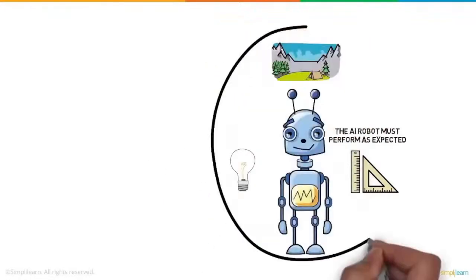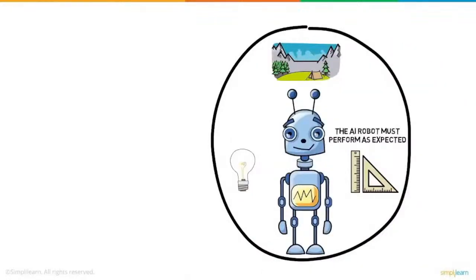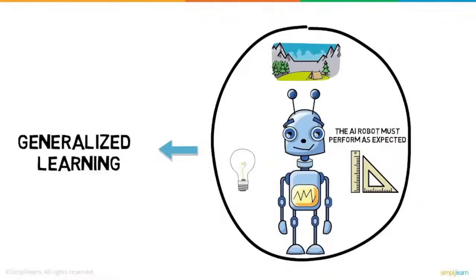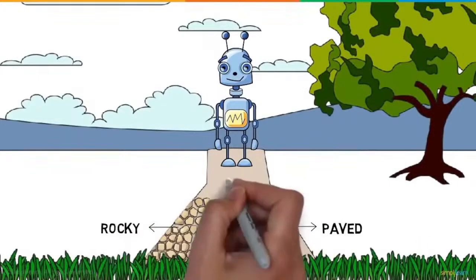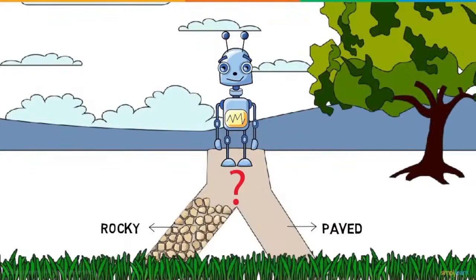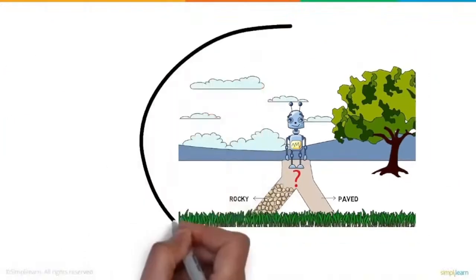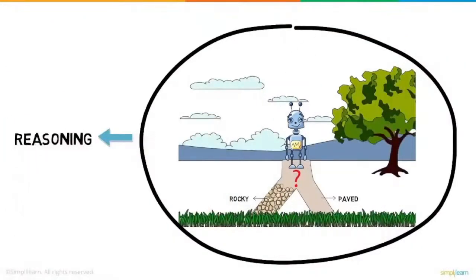This ability to react immediately to a new situation is called generalized learning. The robot is now at a crossroad, one that is paved, the other rocky. The robot must determine which path to take based on the circumstances. This portrays the robot's reasoning ability.